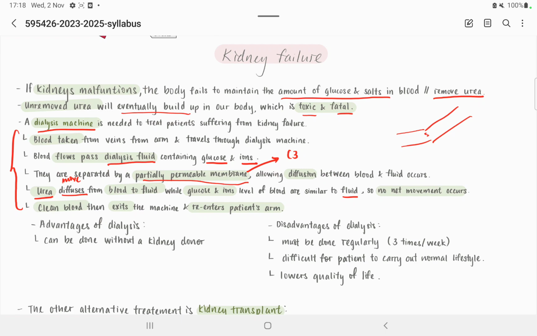This kind of treatment has advantages and disadvantages. The advantage is you can do it without a kidney donor. The disadvantage is you have to do it 3 times a week, which means you always have to go back and do it. This makes it difficult for patients to carry out a normal lifestyle, and hence lowers the quality of life.